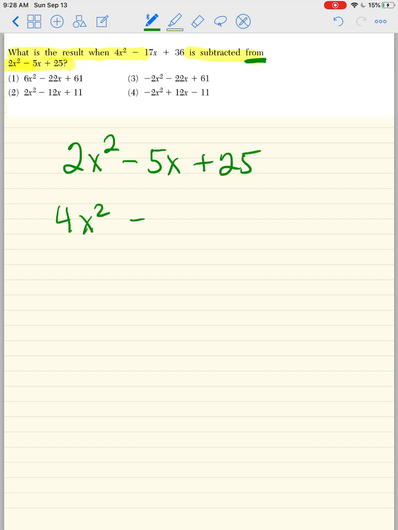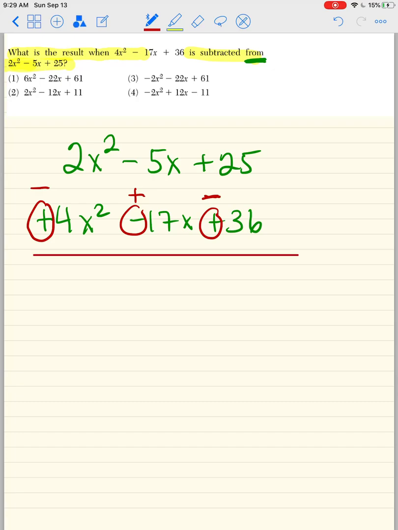4x squared minus 17x plus 36. What's important here is that the sign in front of the 4 needs to be given. Now it says to subtract. So here's what we have to do when we subtract. You're going to take that sign and change it, that sign and change it, that sign and change it. You have to change those signs. Once you change those signs, all you have to do is go back to adding, okay?